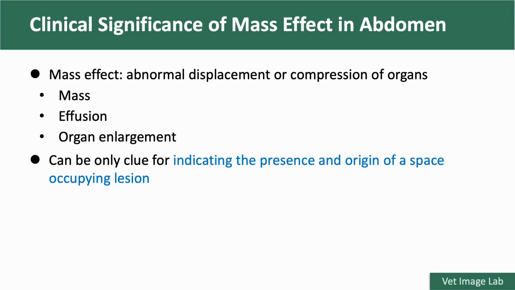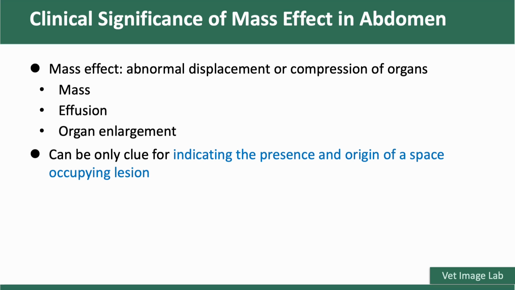Mass effect in the abdomen refers to displacement of organs by space-occupying lesions like masses, effusion, or organ enlargement. In some cases, it may be the only clue to the presence or origin of a lesion, especially when the lesion itself isn't clearly visible. By observing how normal organs are shifted, you can also identify which organ is abnormally enlarged.